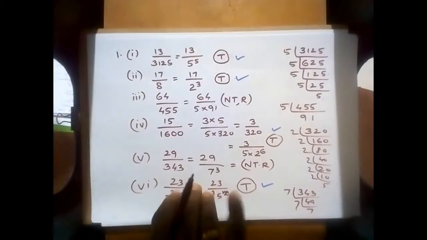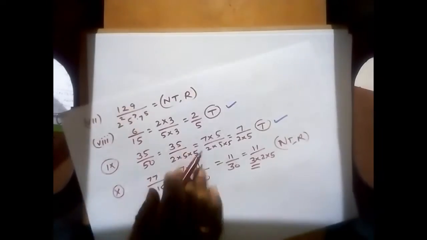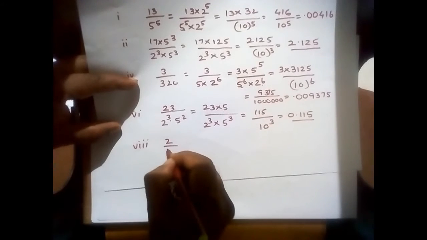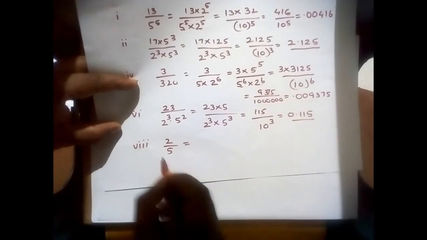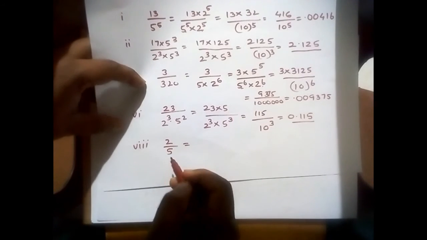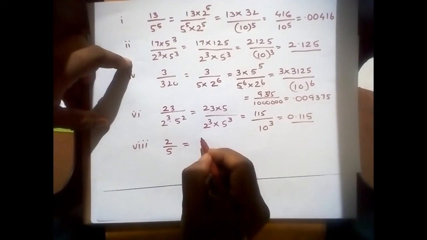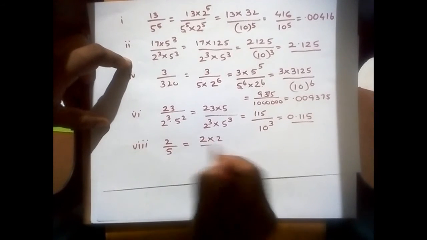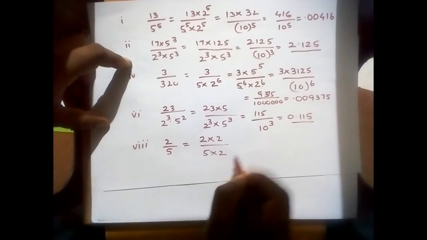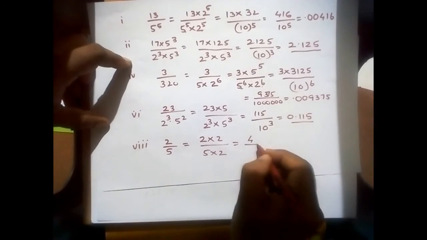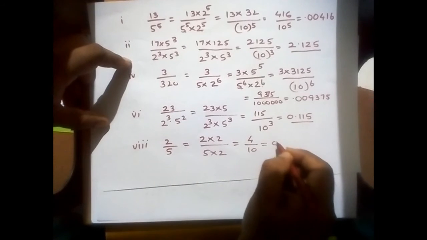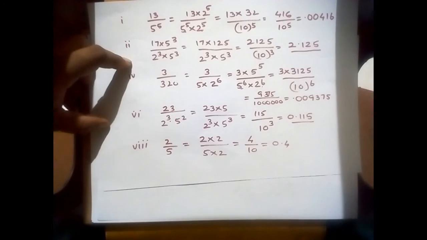Now next terminating case is 8th. 2 divided by 5, simple one. Here we have only one 5, so we have to match. So we have to add one 2 also. So 2 into 2 divided by 5 into 2, that is equal to 4 divided by 10, which is equal to 0.4.